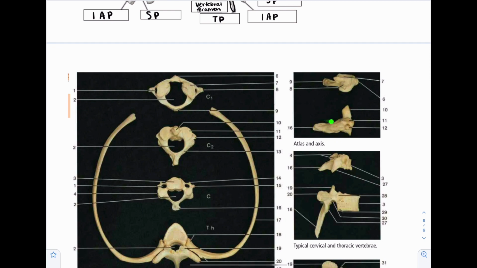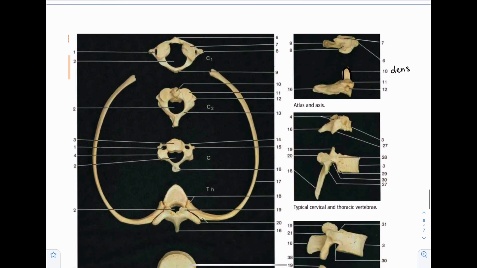The reason this is known as the axis is because it has this thing called the dens. And that dens acts as a little pivot point for the atlas, and they kind of go right into each other. So it's kind of the axis of where rotation is, and that is where a majority of rotation of the cervical spine comes from, right here at C1 and C2. So those are the two that are unique. And there's different parts to it, and we'll look at all of those parts in lab. But I just wanted to show you what they each look like.